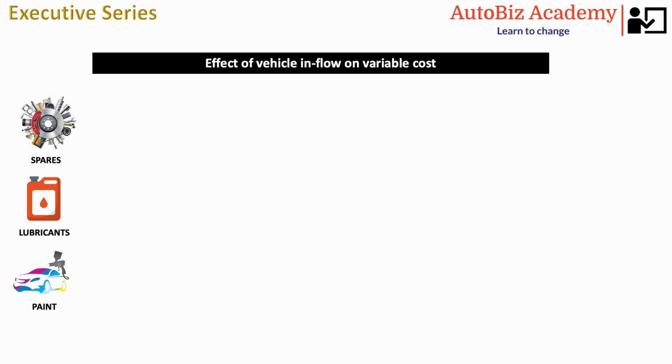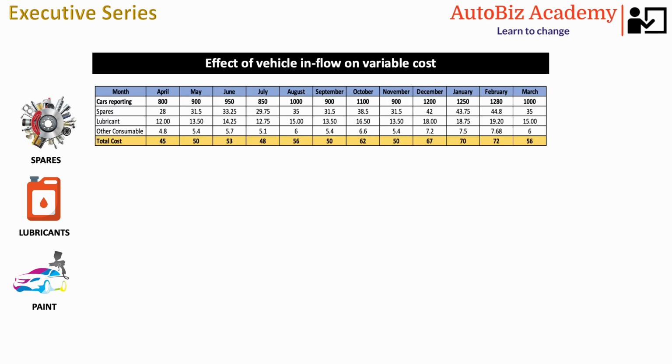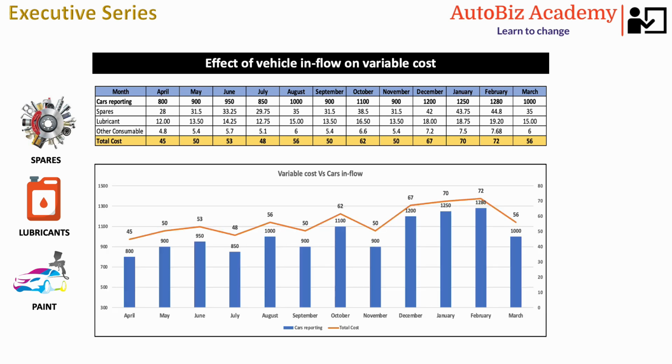The major share of variable cost is spares, lubricant, and paint. I am sharing typical information on how the vehicle inflow impacts the variable cost. As the vehicle reporting goes up or down, it implies the cost of spares and other consumables also. Let us check in detail how to maintain the proper inventory to control the variable cost in the next slide.